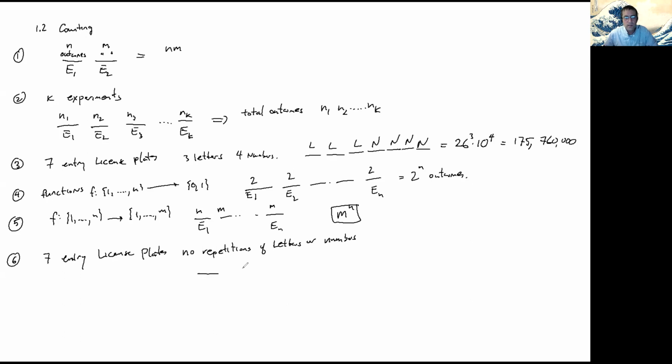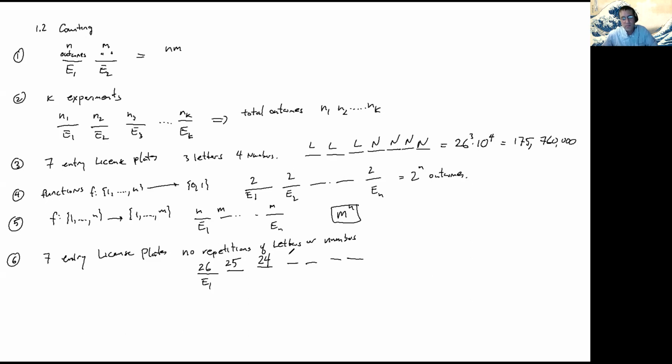So it's still 7 experiments we're performing, 1, 2, 3, 4, 5, 6, 7. But for the first experiment, how many choices are there? There are still 26 choices of the letters. But now once you've chosen that letter in the first slot, there are 25 choices for the remaining letters you can actually put in slot number 2. And then there are 24 letters left for slot number 3.